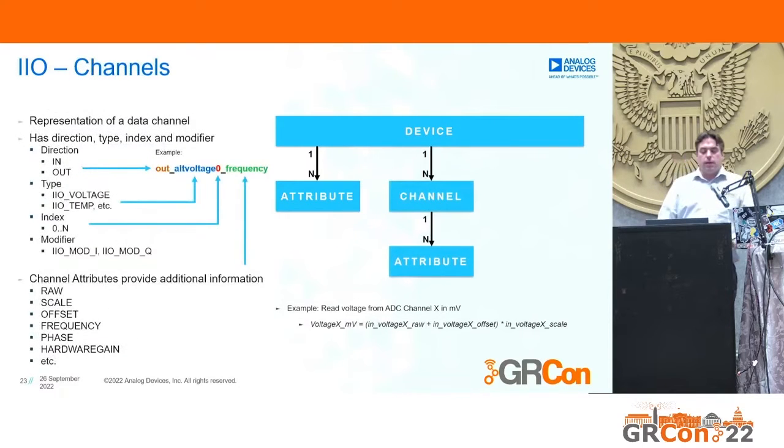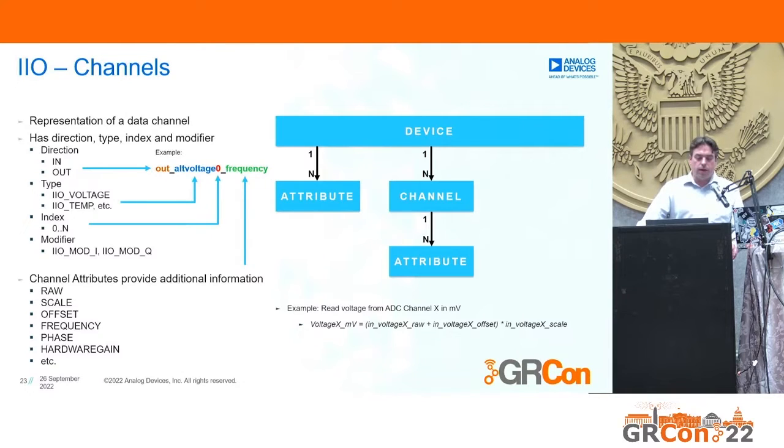IIO channels. Channels are a representation of a data channel. Channels always have a direction, can be input or output. Channels have types, whether it's a voltage, a temperature, an alternating voltage, or humidity. Basically, there's a long list of different types. Then a channel can have an index and can also have modifiers, for example, I and Q. And also channels can have attributes.